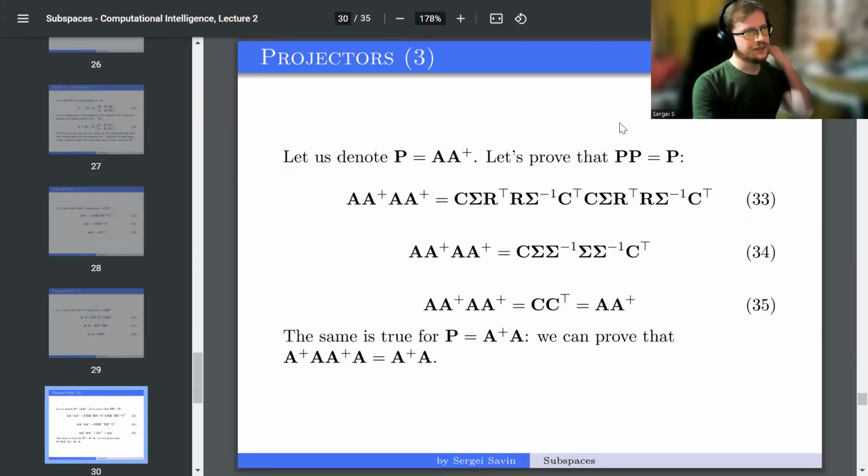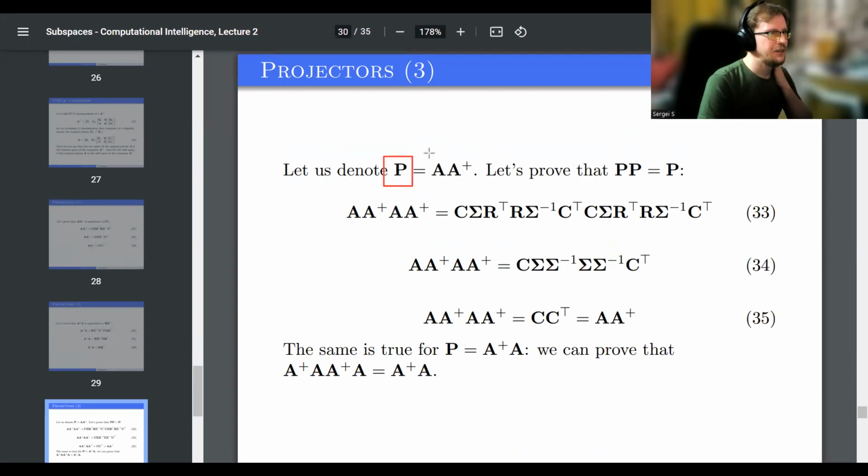Okay, let us look at something more challenging. I promise we're not going to do too much here, just a little bit. We will denote the projector onto the column space as P. We will prove that it has the following property: P times P is equal to P. So you can project something twice, and it will be the same as projecting it once. That is a property of orthogonal projectors only, not for any projectors.